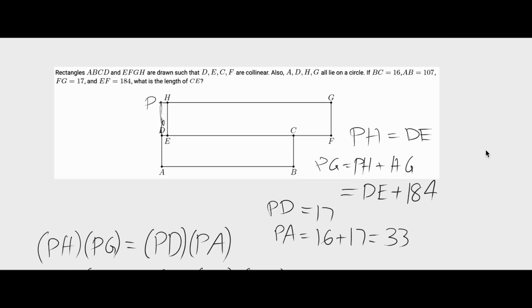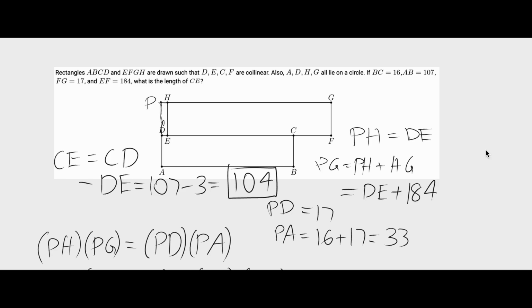Now if we go back to the problem, that's not what we want as our final answer. We're looking for CE, which is CD minus DE. So our final step in this case would be CD minus DE, which we get to be 107 minus 3, and we get 104 as our final answer.